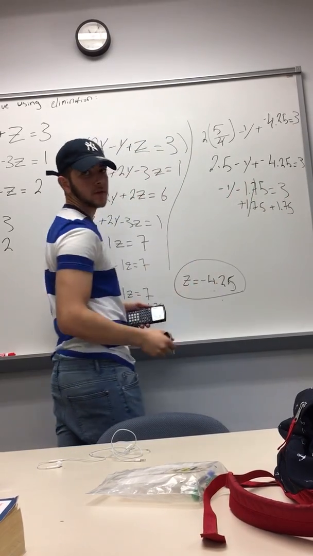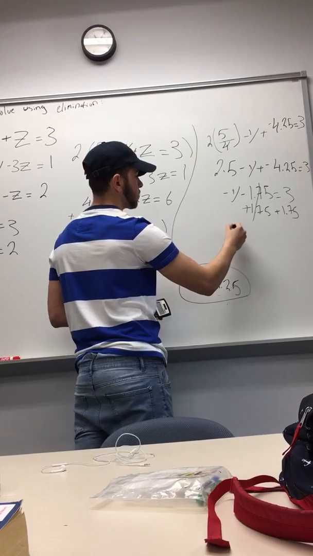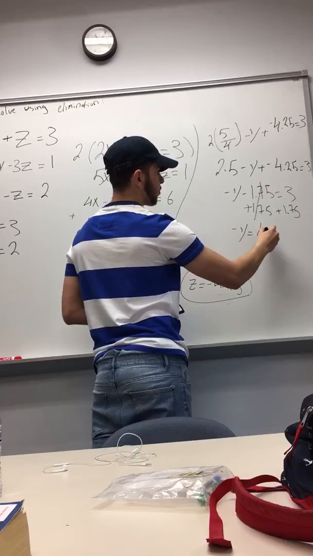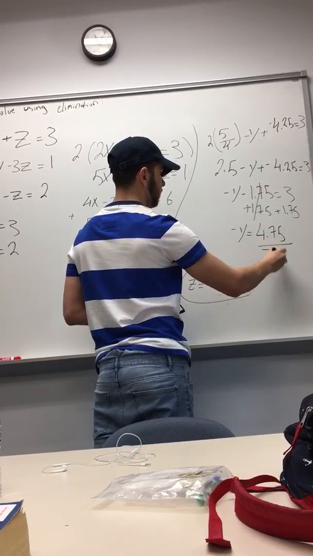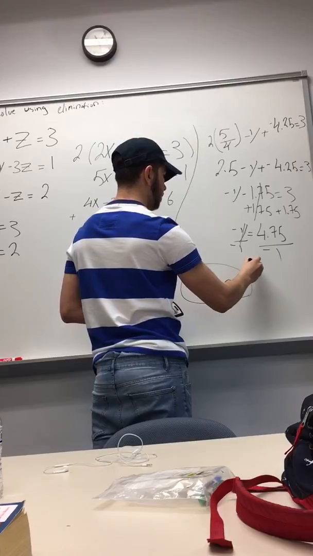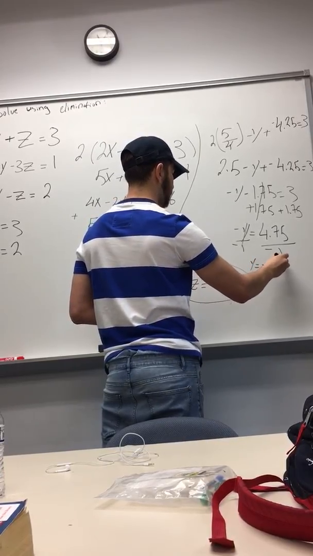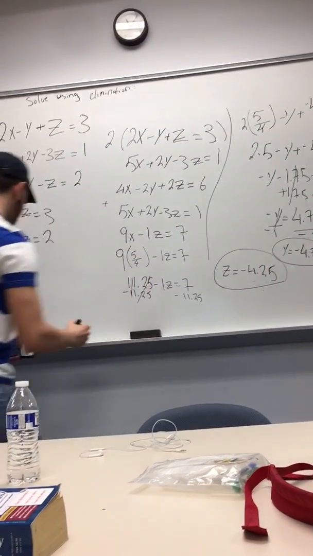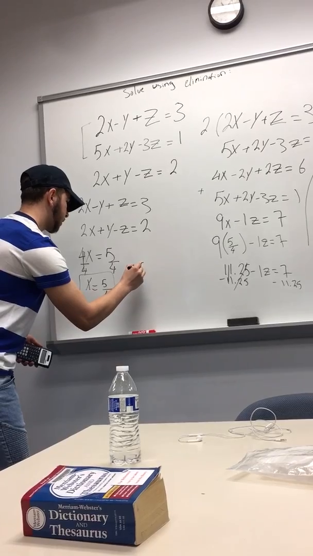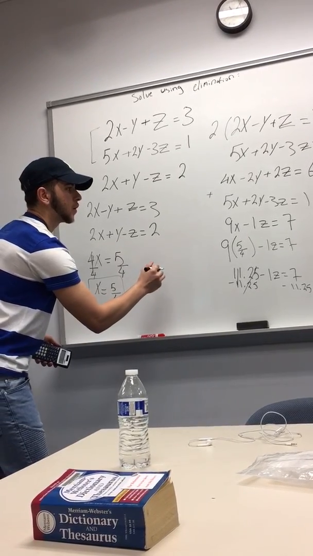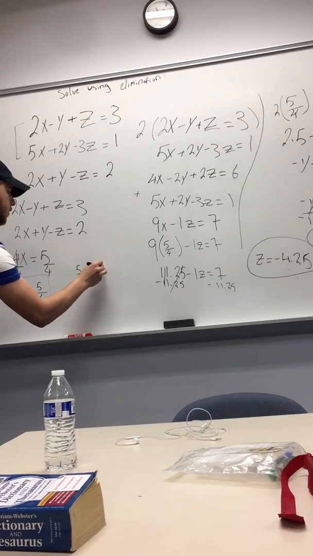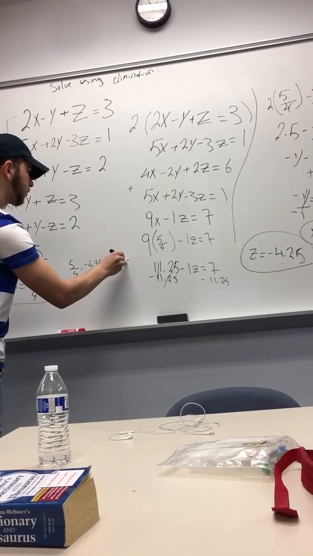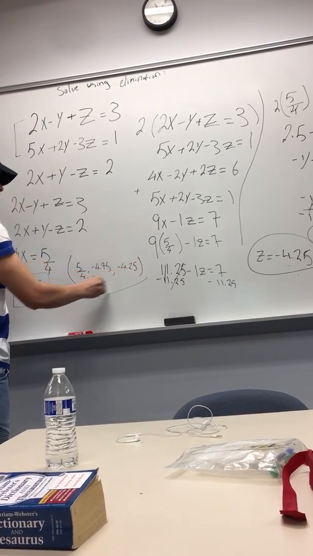We add the 1.75 to both sides so it cancels out, so negative y equals 3 plus 1.75 equals 4.75. Divided by negative 1 on both sides, y will equal negative 4.75. So x is 5 over 4, y is negative 4.75, and z equals negative 4.25. That's the answer. That's it.